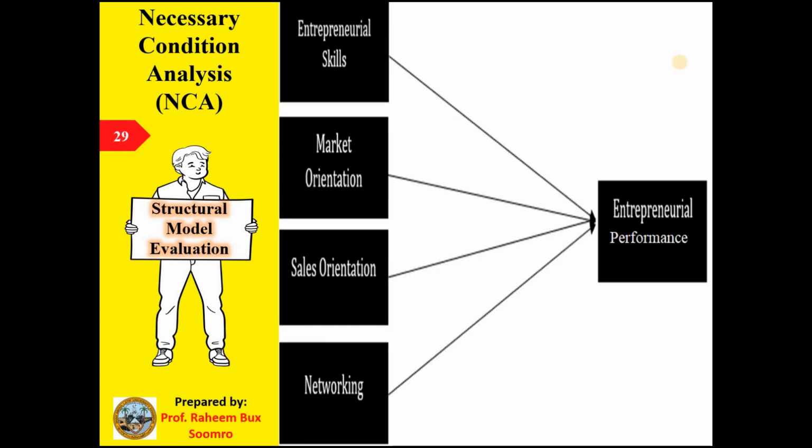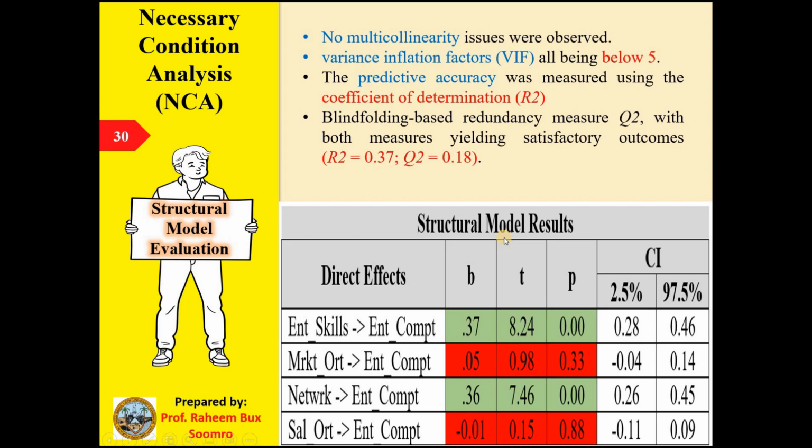Now another is about our model. In this model, we want to check the impact of all these on our dependent variable. A few things are very important to consider, like there should not be any multicollinearity, the variance inflation factor values should be less than 5, and the R square and Q square values should be according to the benchmark. So these are the benchmark: R square 0.37 and Q square is 0.18.